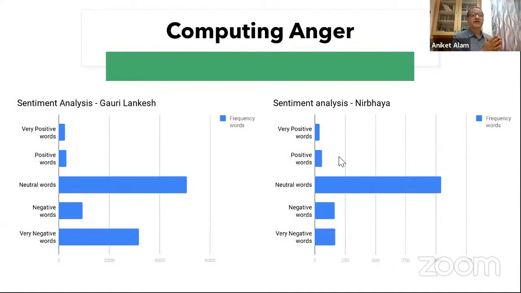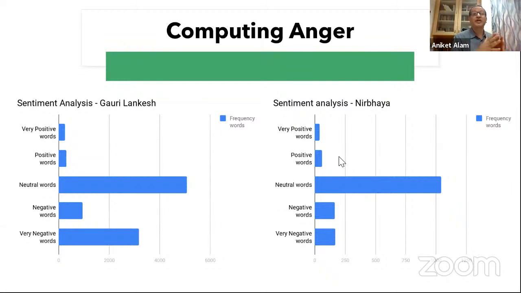So for example, we do a sentiment analysis of the words that are used when Gauri Lankesh is there. Mind you, these are tweets from before Twitter allowed 280 characters. It used to be 140 characters. So very few, very positive words. There's a bunch of neutral words, of course, because that will be the basis of most language. But you look at the negative words and the very negative words, right? And you look at Nirbhaya, again the number of neutral words is more because it's longer, bigger prose, but again, very strong.